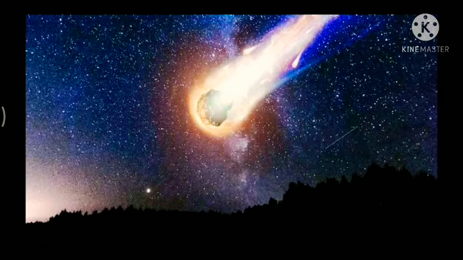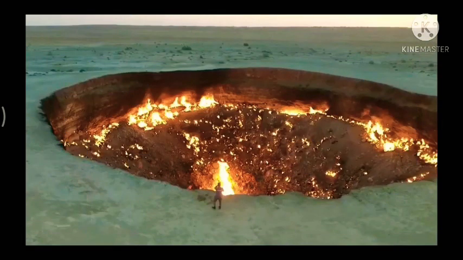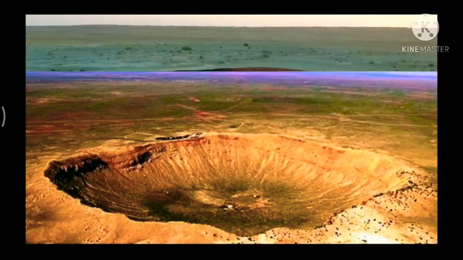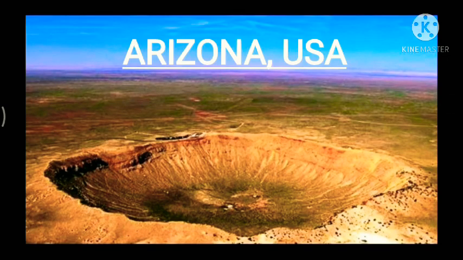However, when a meteor reaches Earth without being completely burned, it creates a large hollow in the ground, and that is called a crater, as you can see in the picture here. The largest crater is in the state of Arizona in the USA. It is around 1200 meters in width and 170 meters in depth.